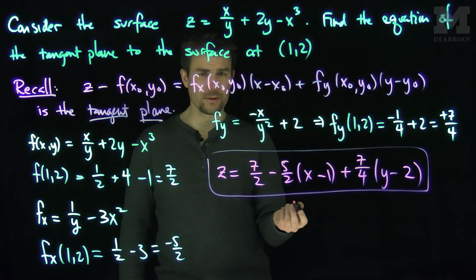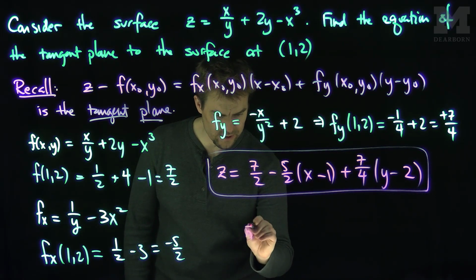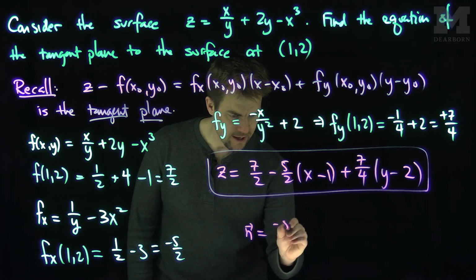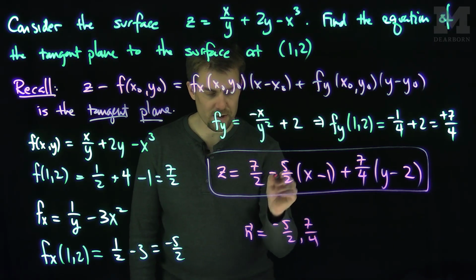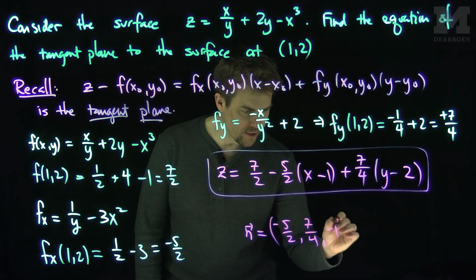We can actually see what the normal vector of this tangent plane is. It looks like the normal vector to this tangent plane is going to be negative 5/2, 7/4, and if I throw the z on the other side, I'll get a negative 1 for the z coefficient.